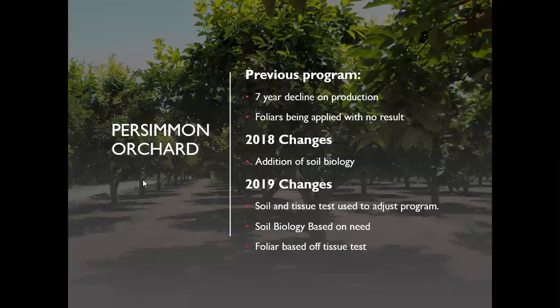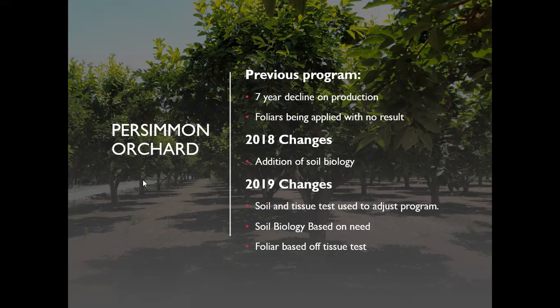And a really good example of this was a persimmons orchard in California that we worked with for a couple of years. Previous program, basically had seen a 7-year decline in production in this block. Foliars were being used, soil applied were being used, but the grower was not taking any soil or tissue analysis. They were just doing what they thought the plant needed.